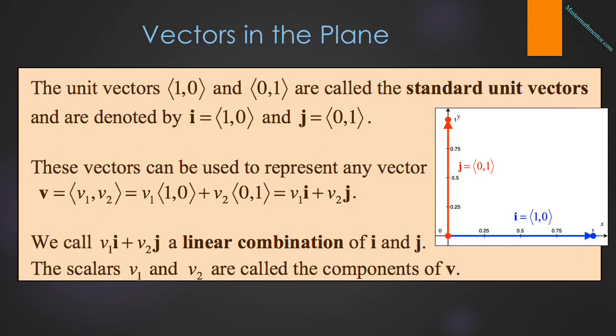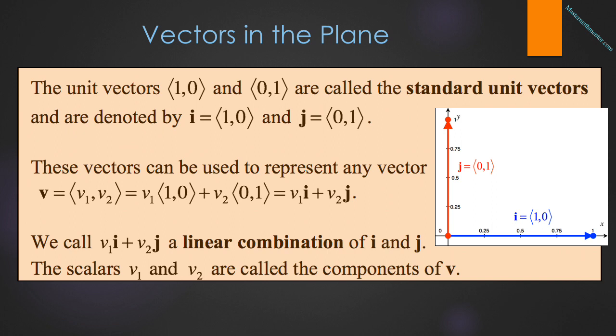While vectors may not be new to you, as you may have studied them in pre-calculus, we want to show another notation that is used that you probably have not seen. The unit vectors 1, 0, and 0, 1 are called the standard unit vectors. We know they're unit vectors because their length is 1. And they are denoted by i, which is the vector 1, 0, and j, which is the vector 0, 1. We see them in the graph. i is in blue, j is in red.